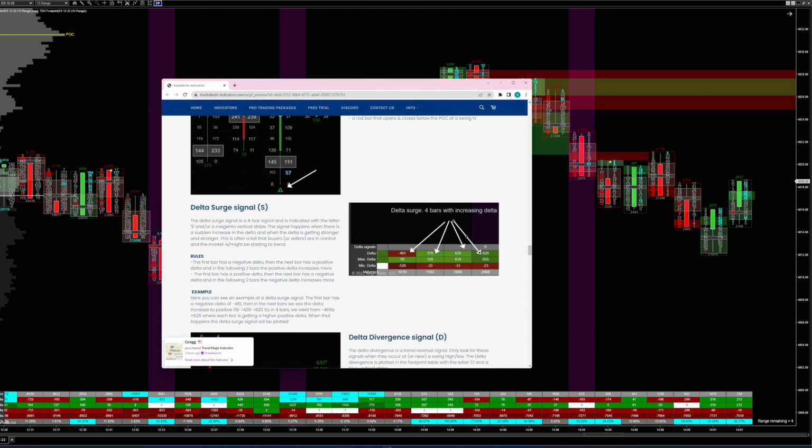So the delta surge is a 4-bar signal, and it's indicated with the letter S or a magenta stripe, and this happens when there's a sudden increase in delta, when the delta is getting stronger and stronger, and it shows that buyers are in control. Or sellers, obviously, if the delta is decreasing. And so in order for it to pop up, the first bar has to have a negative delta, and the next bar has to have a positive delta, and the following two positive bars have to increase in the delta, right? And then vice versa, obviously.